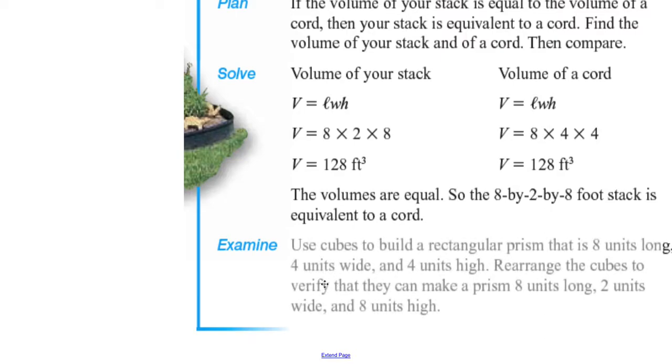So to check our answer, all we need to do is use cubes to build a rectangular prism that is 8 units long, 4 units wide, and 4 units high. And then rearrange the cubes to verify that they can make a prism 8 units long, 2 units wide, and 8 units high. Okay?